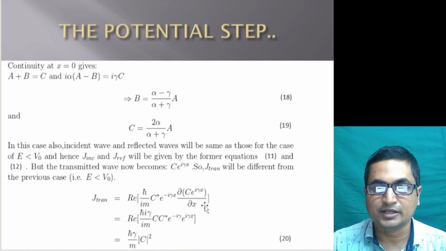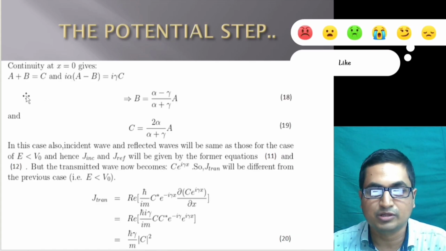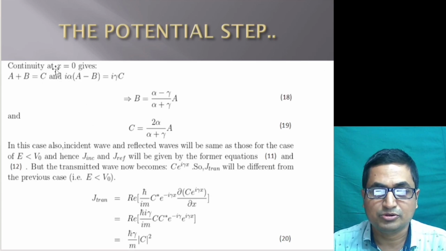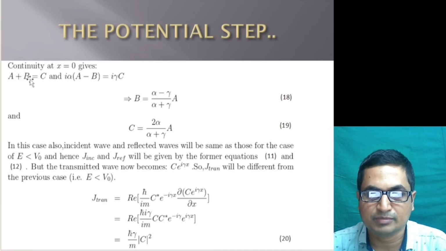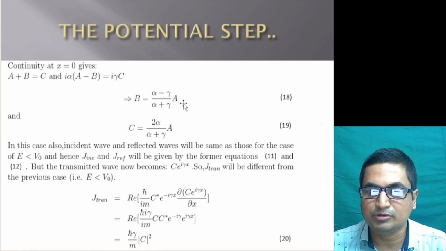So we can now again calculate the incident and reflected current densities, and before that we apply the continuity and boundary conditions here. The condition at x equal to 0, as done earlier, is that u1 is equal to u2, and the first derivative of u1 is equal to the first derivative of u2. These two conditions give us a plus b equal to c, and i alpha (a minus b) equal to i gamma c. Simplifying all these things, b is equal to this as given by 18, and c is equal to this.